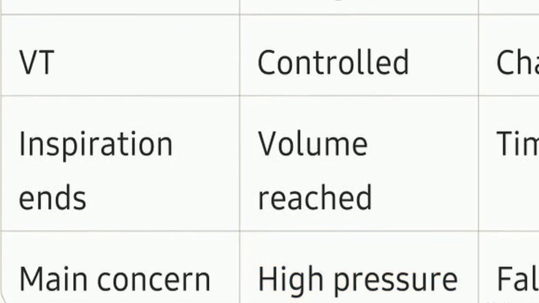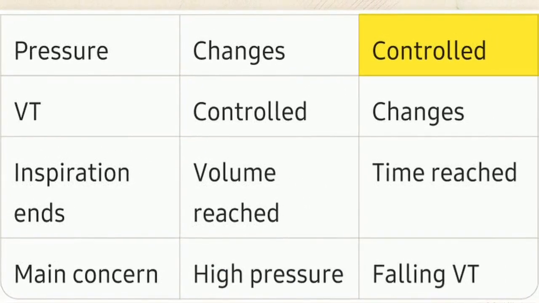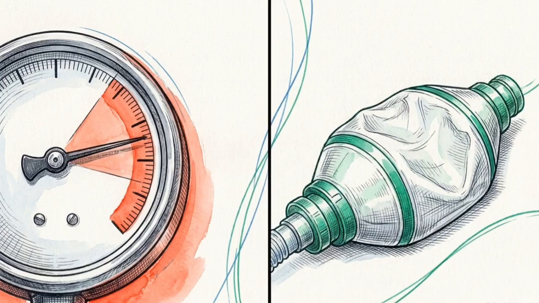Shifting over to the PCV column, the logic flips. Here, the machine is set to control strict inspiratory pressure. The tidal volume is completely variable. Because the pressure is strictly capped, if the lungs become stiff or airways narrow, the actual volume of air delivered will drop. Your main concern becomes falling tidal volume. In mandatory ventilation, selecting what variable the machine controls directly dictates which physical danger you have to watch out for.